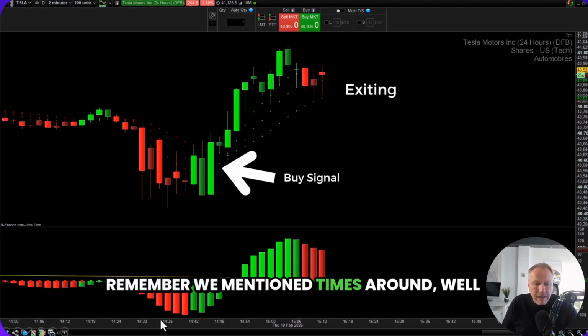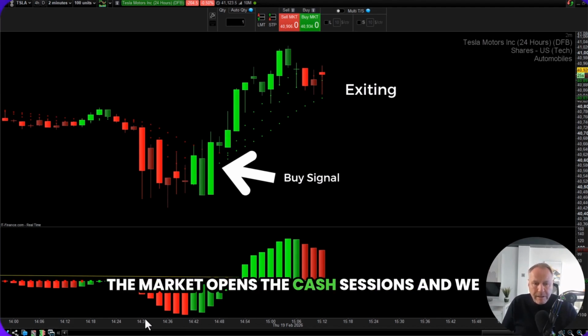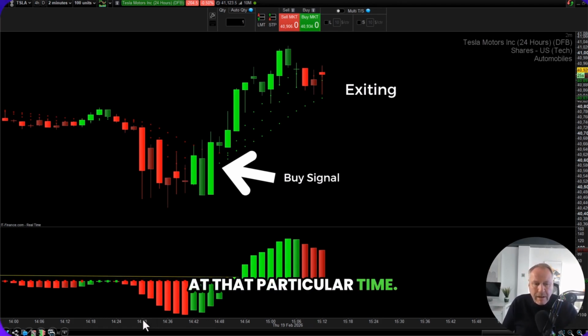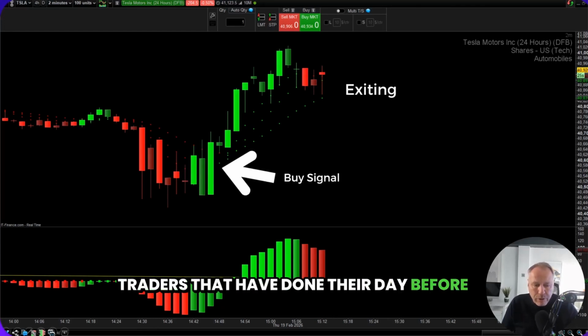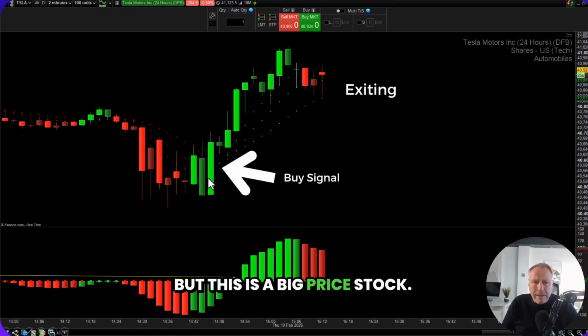Remember we mentioned, at 2:30 London time, the market opens the cash session, and we get everybody who's day trading in the market at that particular time. Okay, you might get small cap stock traders that have done their day before 2:30, but the majority of volume comes in. But this is a big price stock.